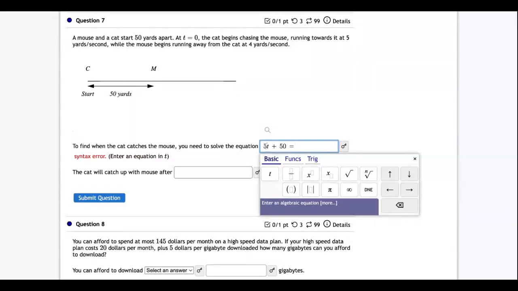Cat is 5, right? The cat begins chasing the mouse, running towards it at 5 yards per second. So 5 yards per second multiplied by t. T, I guess, is measured in seconds. That will be the distance the cat ran. Plus 50. 50 is in between the mouse and cat. Right?